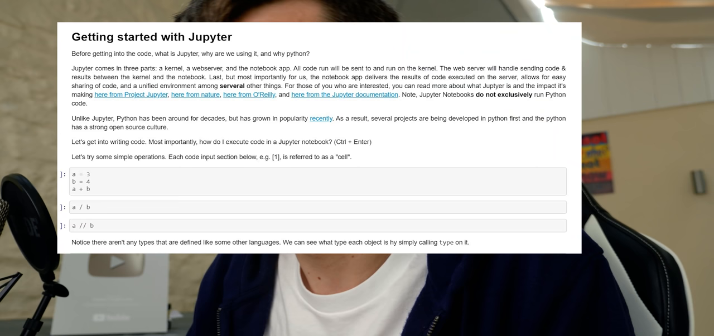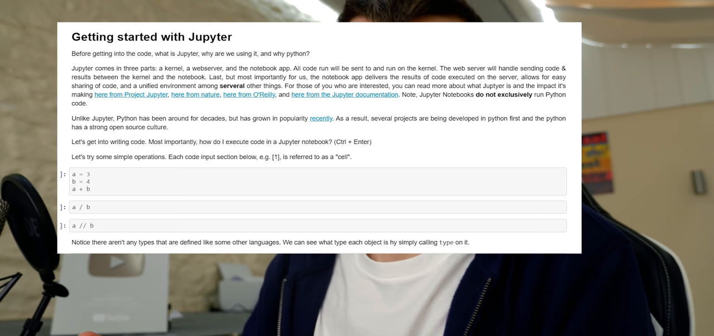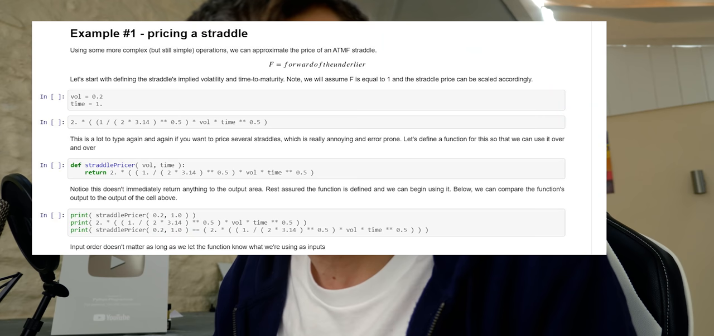It starts by covering best practices, and then it gives an introduction to Jupyter notebooks. It then goes on to show you how to use Python to price a straddle. Now, a straddle, I think, is a combination of options that you can put together in order to take advantage of a particular market move. More than that, I don't know.